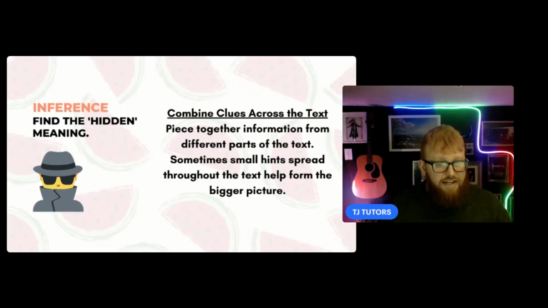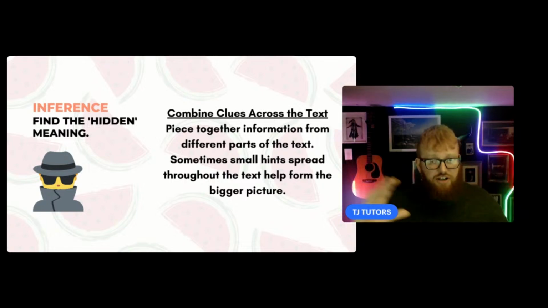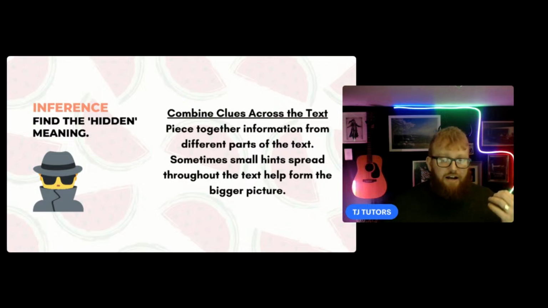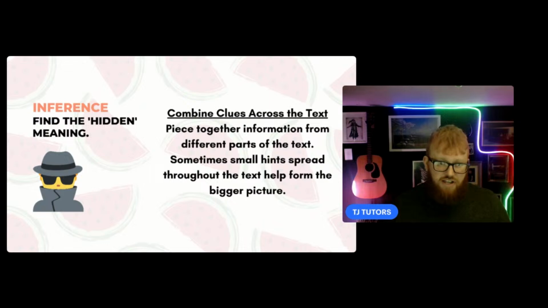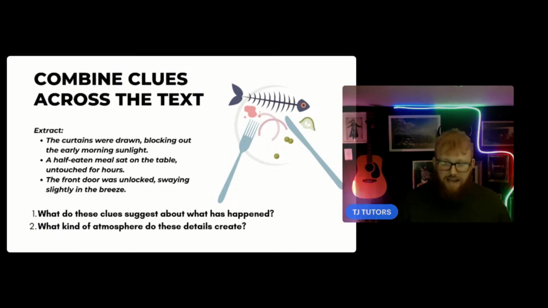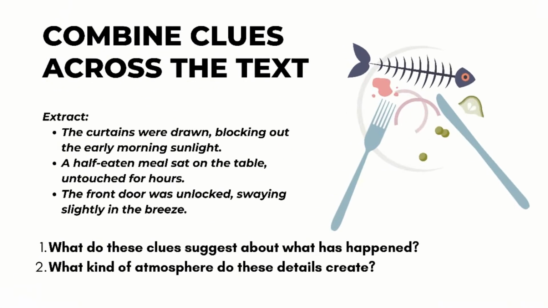Okay, so combining clues across the text. Obviously you're going to have a longer extract to work with when you've got a comprehension, so you might have to piece together information from different parts of the text. Sometimes small hints are spread throughout the text to help form a much bigger picture. So with that in mind, I'm just going to show you a few examples here to get you thinking. Imagine in the extract you're seeing some of these details.